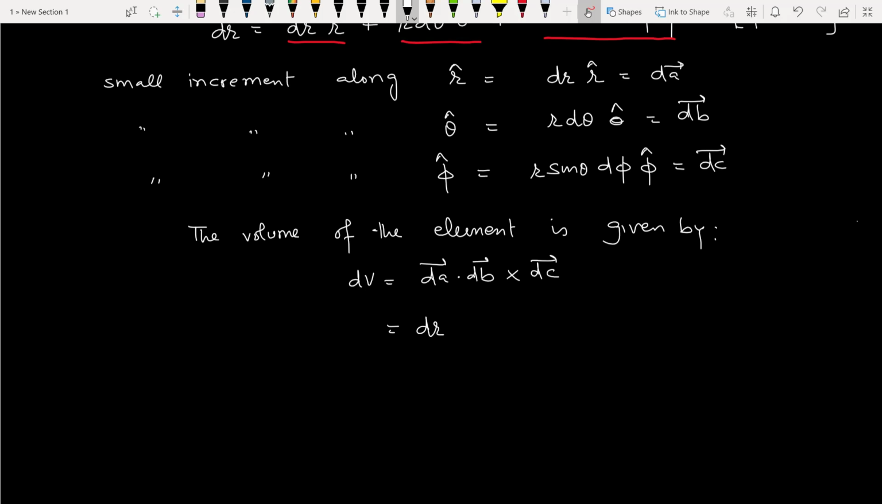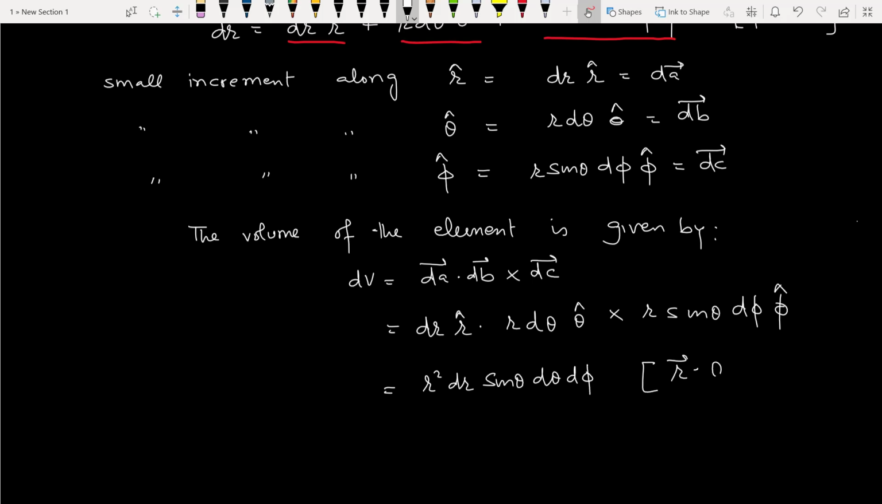It is dr r cap. This formula you might have studied in vectors in mathematics. Triple scalar product. It gives volume of the element formed by the vectors. So it is r square dr sin theta d theta d phi.